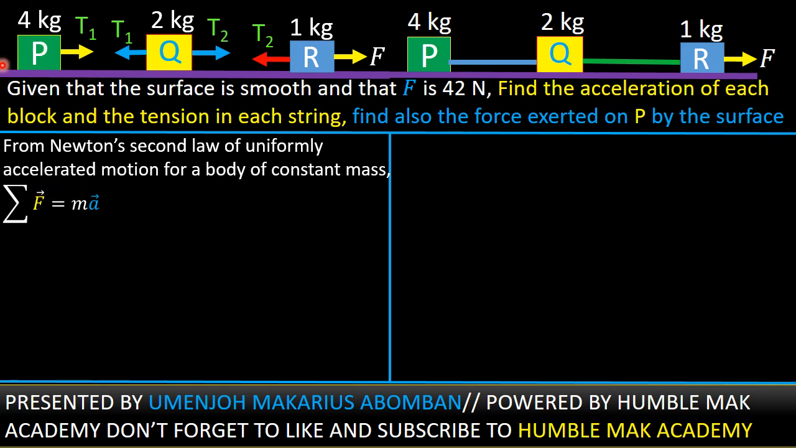So guys, if we examine block P, we'll see that we have just one horizontal force acting on it, which is simply T1. That implies our T1 has to be equal to the mass of block P times its acceleration. The mass is 4, acceleration is A. Great. So we can call this our equation 1.